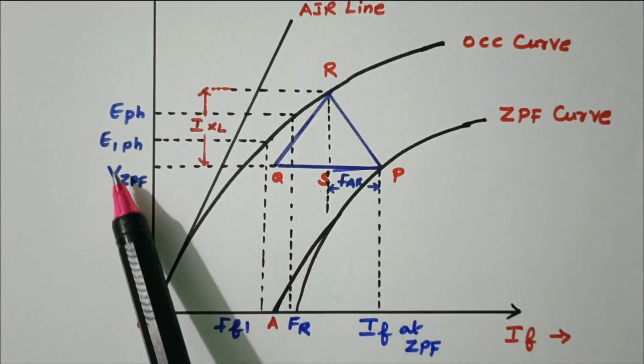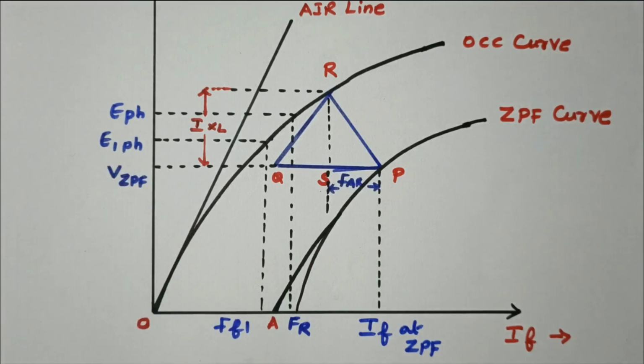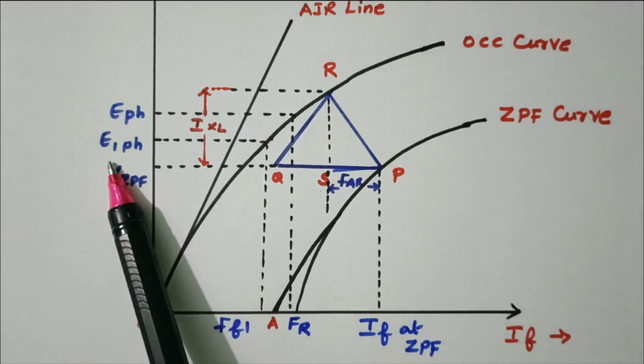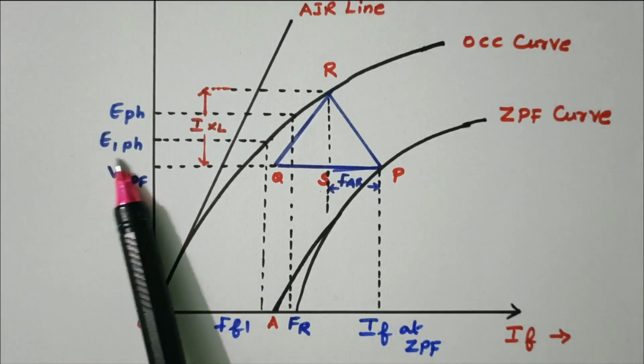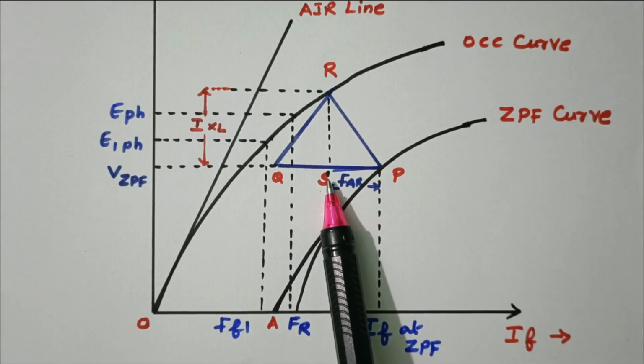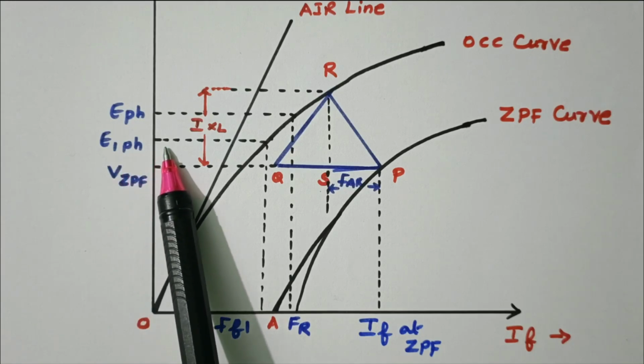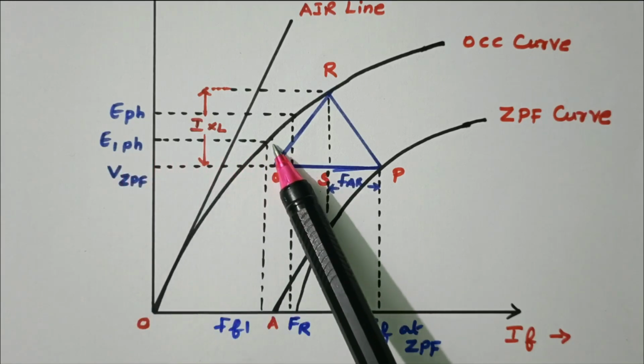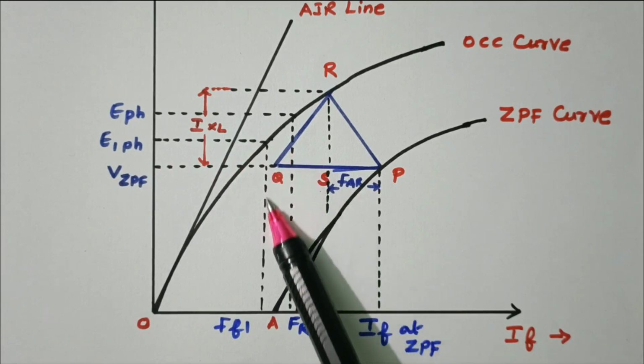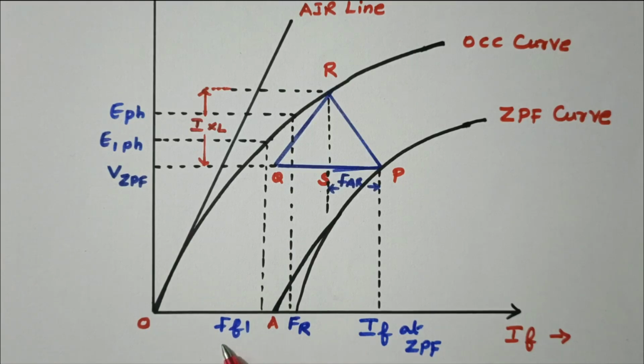Now this E1 phase is calculated from the formula. From this parallelogram theorem, we are able to find the E1 phase value. From E1 phase, draw the line where it cuts the OCC curve. Draw the perpendicular line, that will give FF1. That FF1 corresponds to the value of IF1. From that we can find the value of IF1.